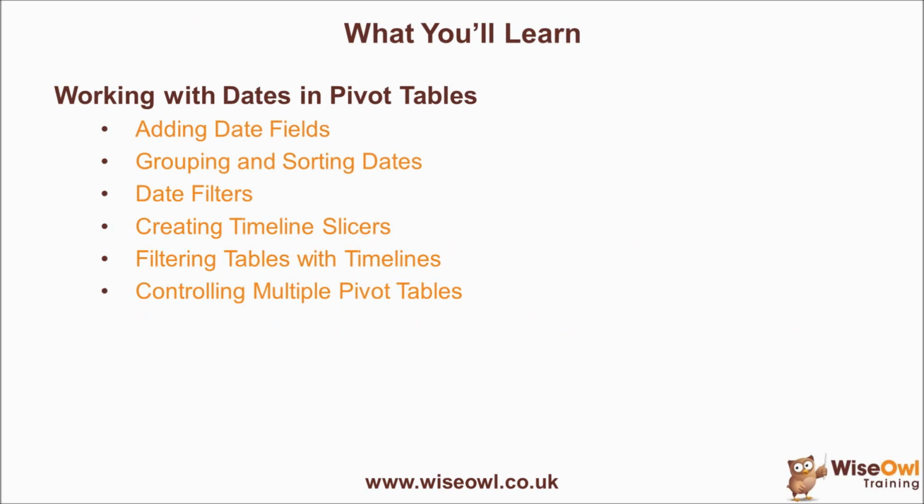Then look at a couple of the basic techniques such as grouping dates by multiple intervals of time and then sorting the dates in different ways as well. The biggest part of the video is going to focus on applying date filters, and we'll look at that first by applying filters to the underlying pivot field, which is the most powerful way to do it. But then we'll also move on and have a look at how you can create a timeline slicer, which gives you a slightly more visual, interesting way to apply simplistic date filters to a pivot table.